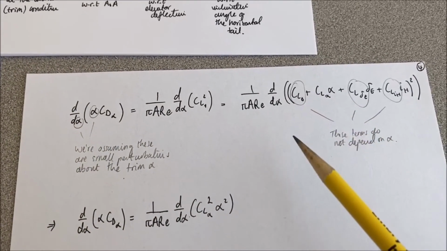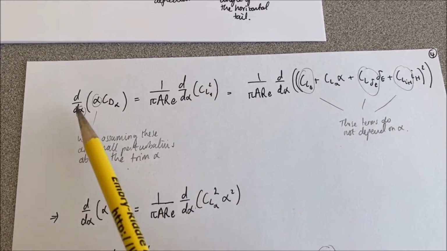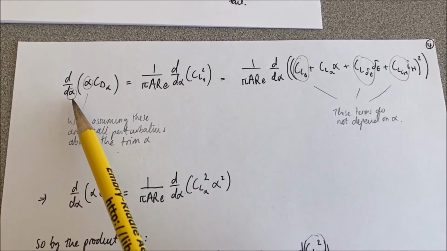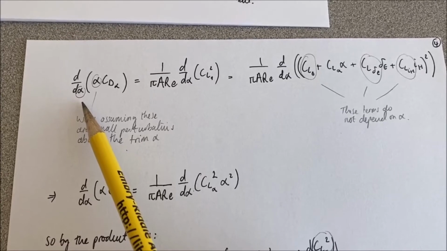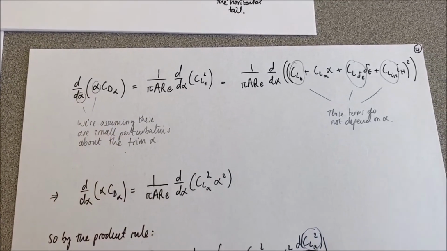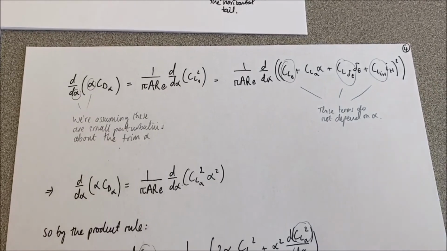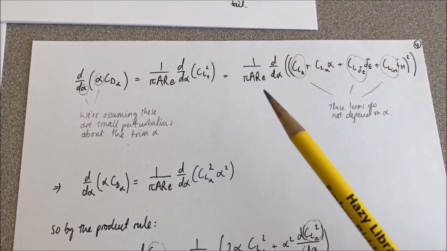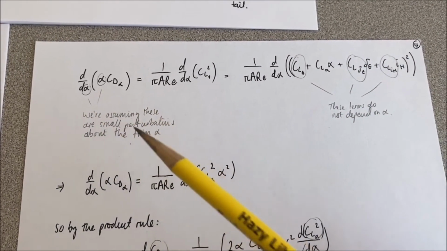The other thing to recall is that we're just assuming that these alphas in here are not too far away from the trim alpha, right? So these are small deviations from the trim alpha. And that assumption we can use to eliminate some more terms in a moment.